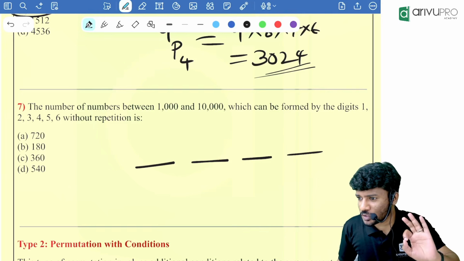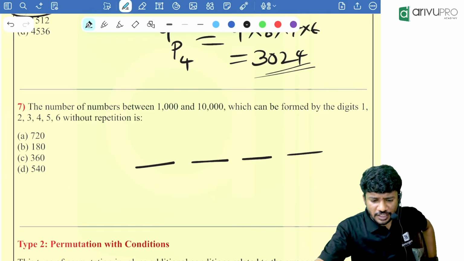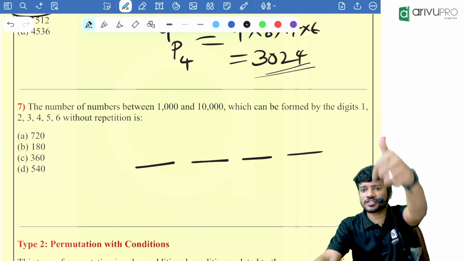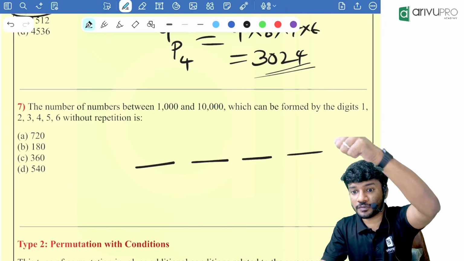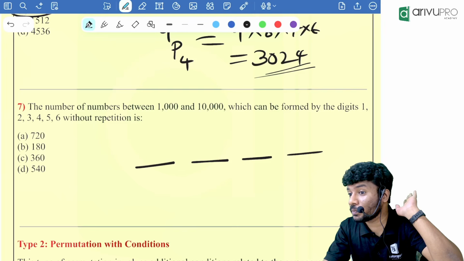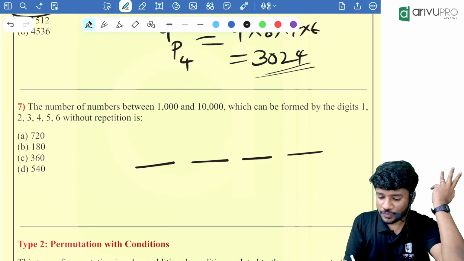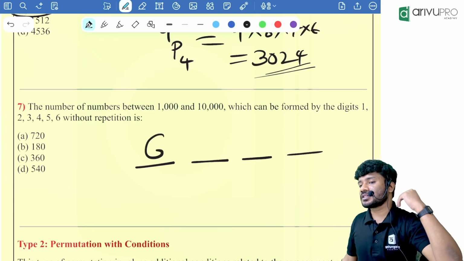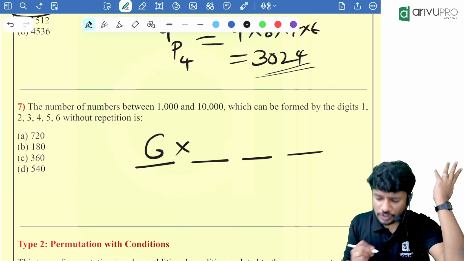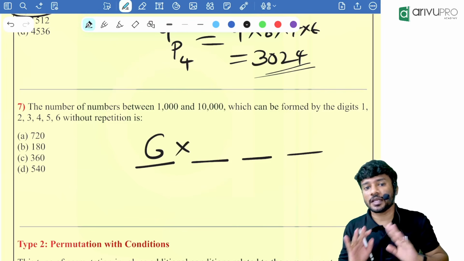Everyone understood that? Yes. Now, form using the digits 1, 2, 3, 4, 5 and 6. So how many digits are there in total? 6 are there in total. We need to arrange them in 4 places. What is the easiest way of arranging them? Any of the 6 numbers can sit in the first place, correct? Then, if one already sat, how many are remaining?